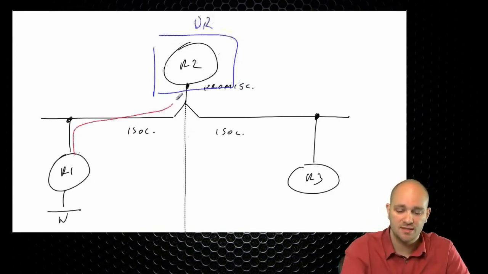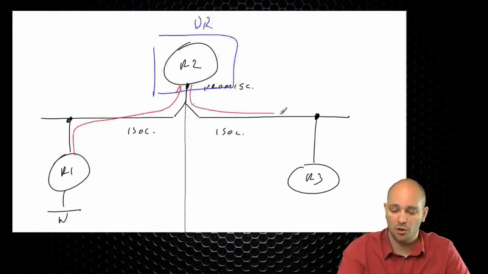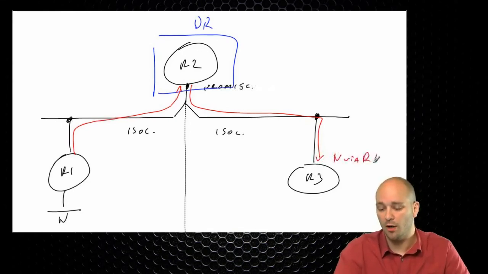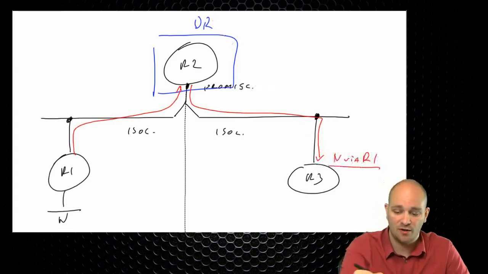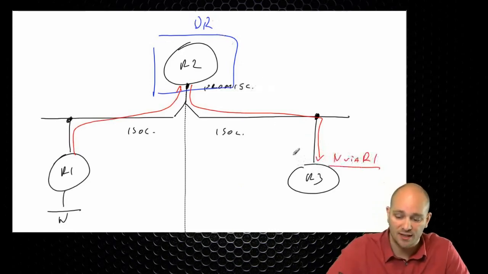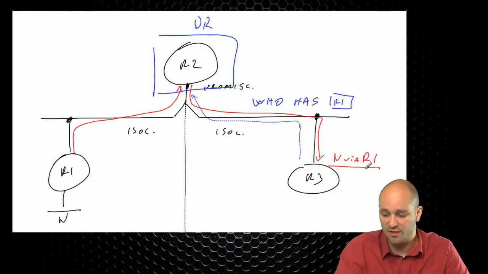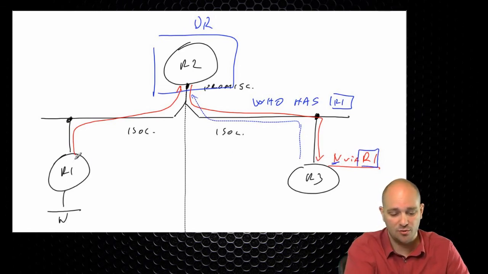When this route gets advertised to R2, and R2 sends this information to R3, and R3 knows that network N is reachable through R1, when it wants to send the traffic out, it's actually going to send out the ARP request. Who has, and let's just use this as, who has R1's address? I'm looking for the next hop for the route. I know that network N is reachable through this address, but I don't have the MAC address for it.